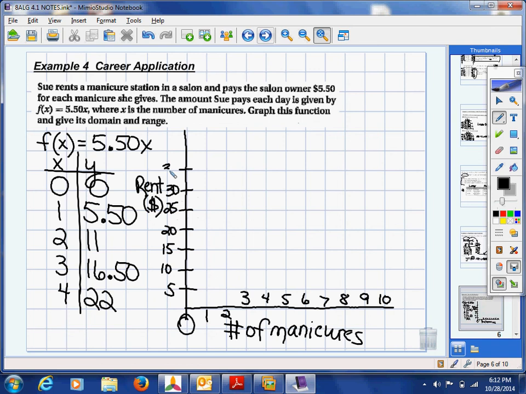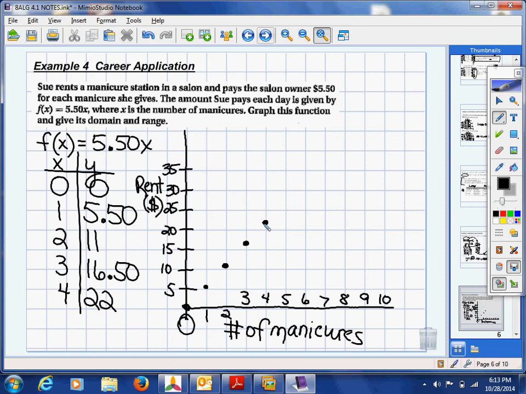And here we go. Let's start graphing in some of our points. We've got (0, 0), (1, 5.50), so just go slightly above the 5. (2, 11), go slightly above the 10. (3, 16.50), so estimate it where you think 16.50 would lie on that particular line. And then (4, 22).